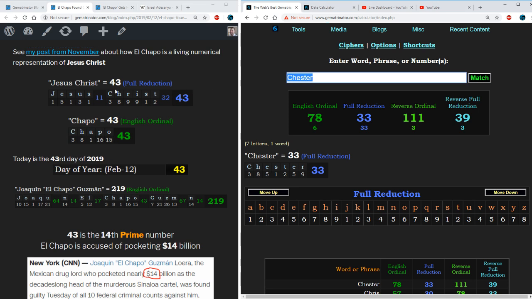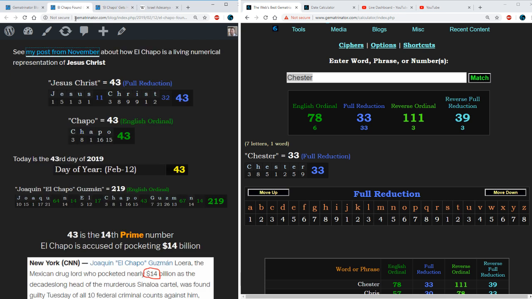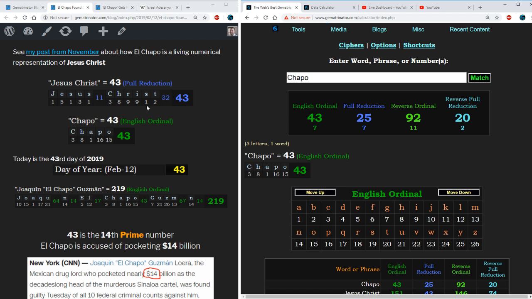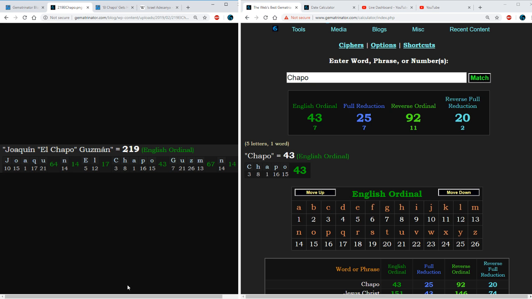So isn't it interesting that after I made all these comparisons with El Chapo and Jesus, today is the day that he's found guilty, and today, February 12th, is the 43rd day of the year. In reduction, Jesus Christ equals 43. In ordinal, Chapo equals 43. His nickname, Joaquin El Chapo Guzman, sums to 219, and here we are in the 43rd day of 2019.